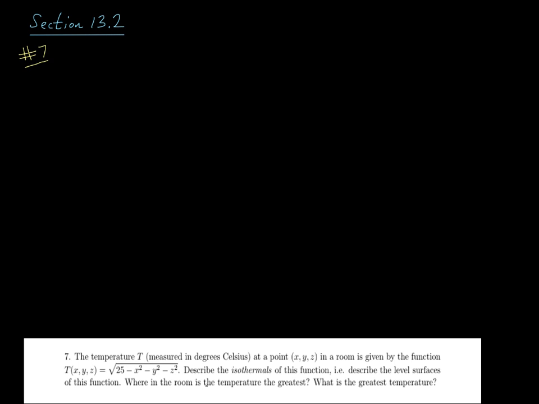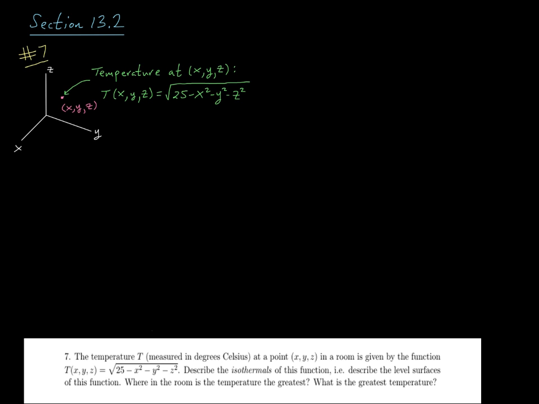All right, in this last video in section 13.2, we're going to look at question number 7. Now this question deals with a function of 3 variables, okay, and it says that the temperature T measured in degrees Celsius at a point x, y, z in a room is given by the function T of x, y, z is the square root of 25 minus x squared minus y squared minus z squared. Okay, so a little bit of a different setup than question 6. Okay, this is now what we're looking at.